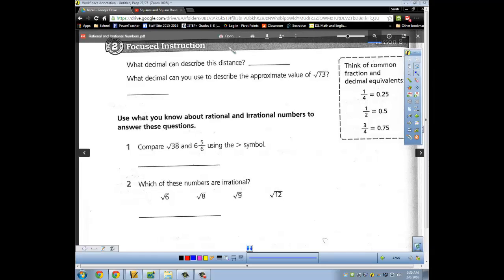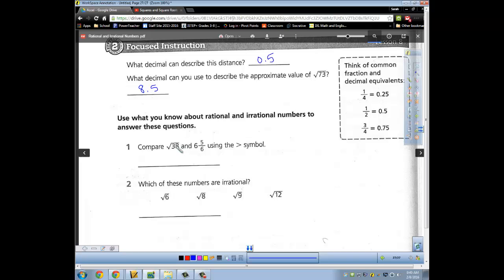What decimal can describe this distance? Well, halfway, or the middle, would be 0.5. What decimal can you use to describe the approximate value of square root of 73? Well, if it's between 8 and 9, and it's about halfway between, that'd be 8.5.